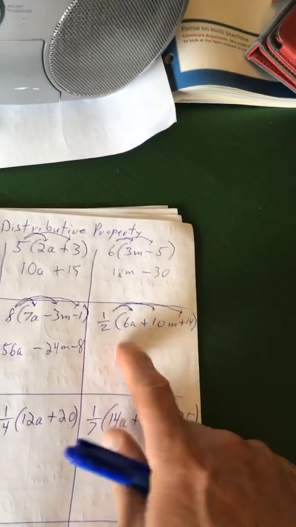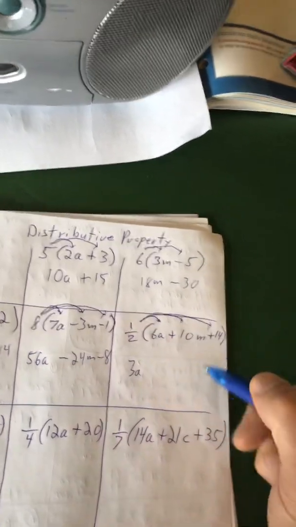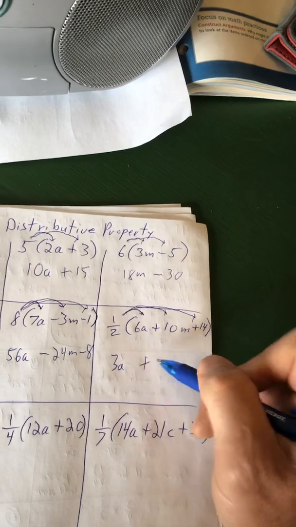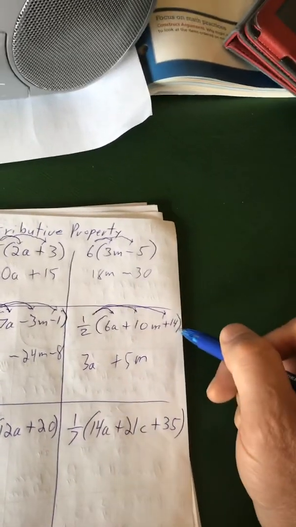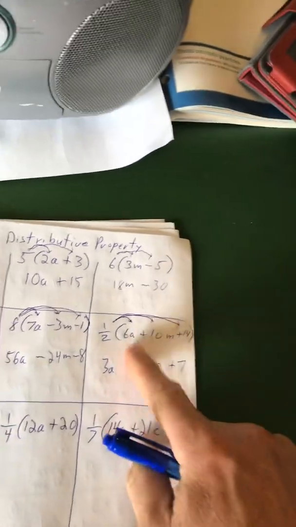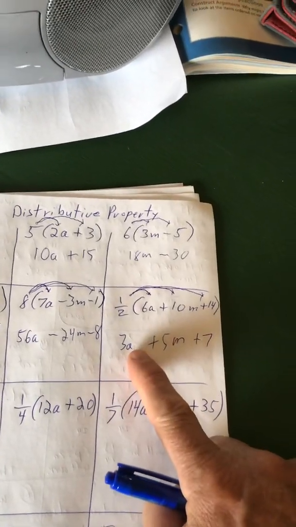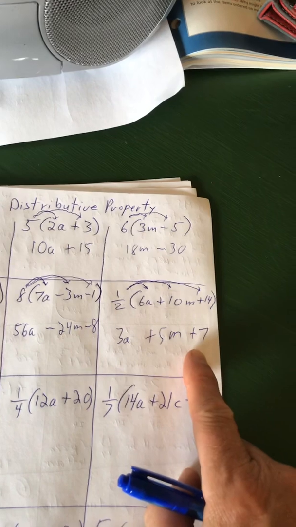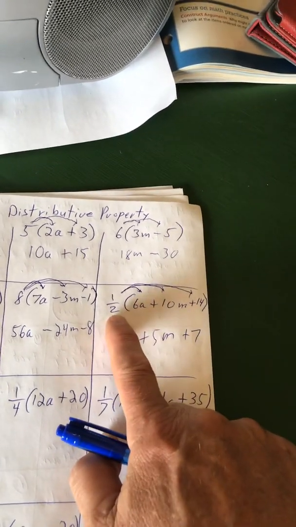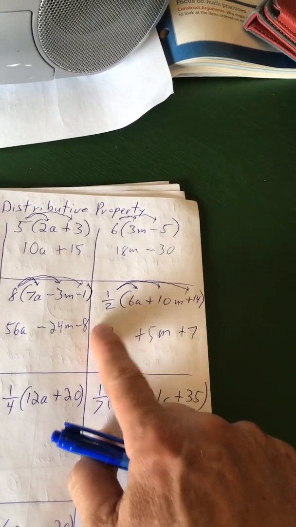What's half of 6a? It's 3a. What's half of 10m? That's 5m. What's half of 14? That's 7. You just bring down the same signs there. Right? So you get 3a plus 5m plus 7. And you just divided by 2. You see it? Okay, here's the next one.